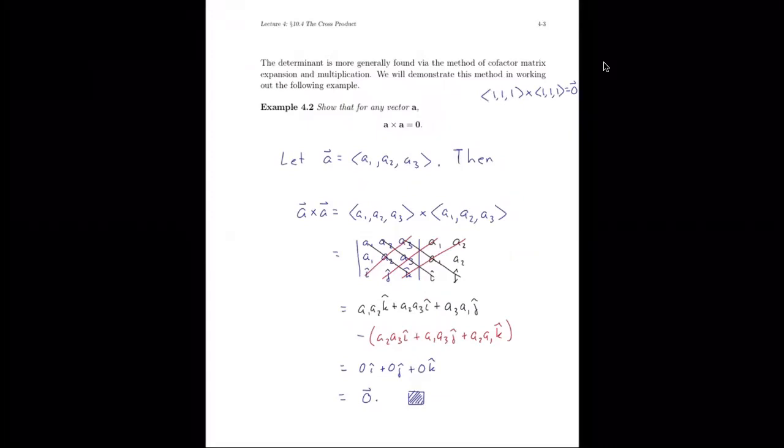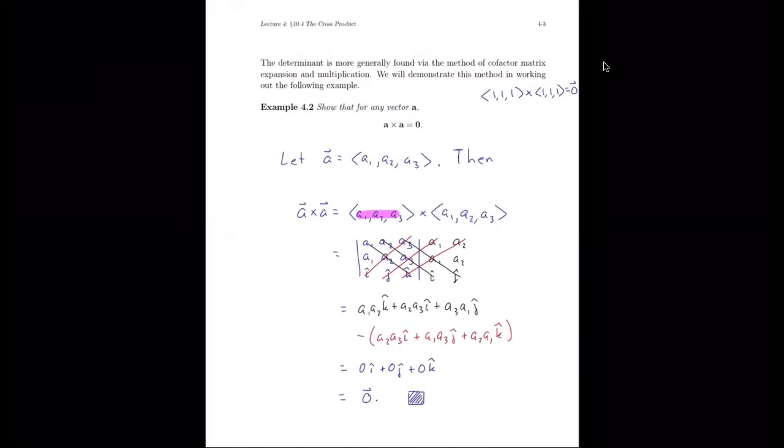But the question says, show that for any vector A, A cross A, crossing it with itself, is equal to the 0 vector. Okay, well, let A be equal to A1, A2, A3, just like we would with U or V or whatever, some generic components which are real numbers. That's the only thing we could say about them. And then we write down A cross A in its expanded form.